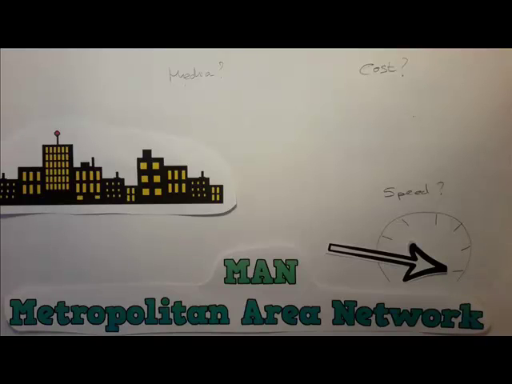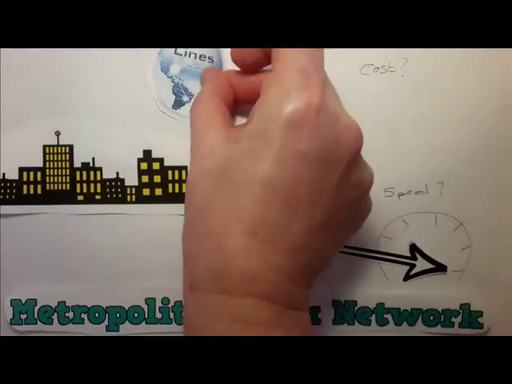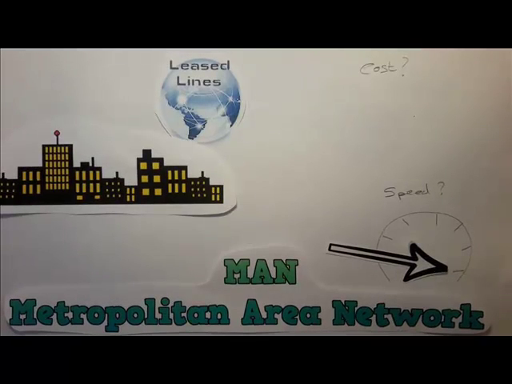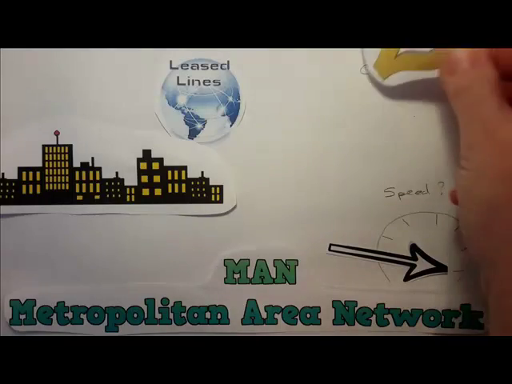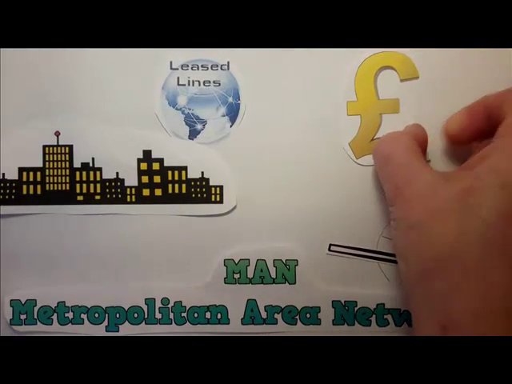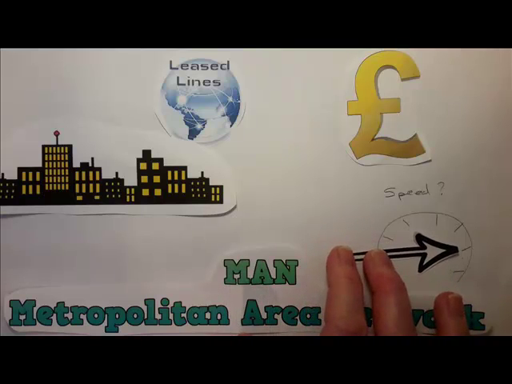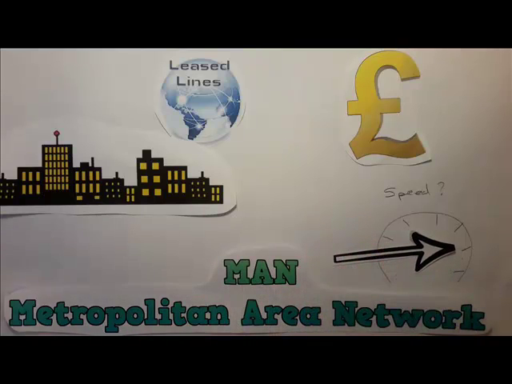Quite often, to get these metropolitan area networks to link up, companies use leased lines, which is where telecommunications companies who have laid cables will lease out space on those cables to the companies. As far as cost is concerned, because of the technology involved, it's going to be more expensive than a LAN, and because of the distances involved, possibly slower than a LAN. So there we have a metropolitan area network.